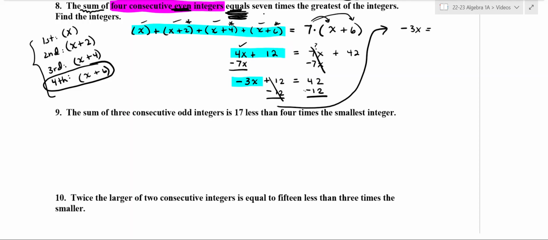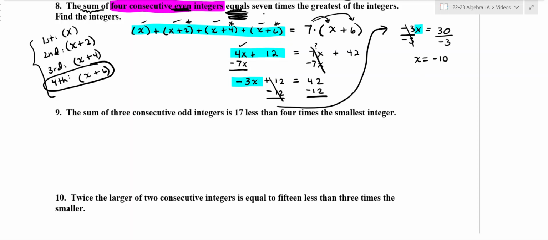Equals, minus 40, 30, equals 30 to 30. And lastly, you want to focus in on just the variable, which means the negative 3's got to go. Right, so now we have x equals negative 10.